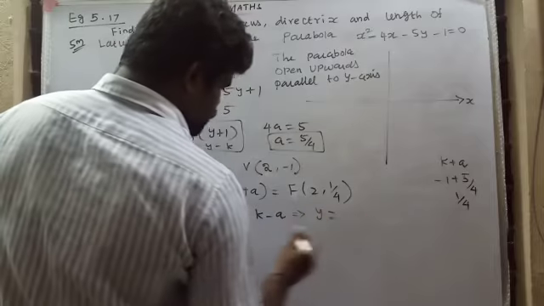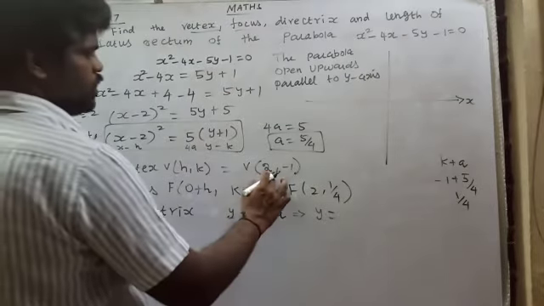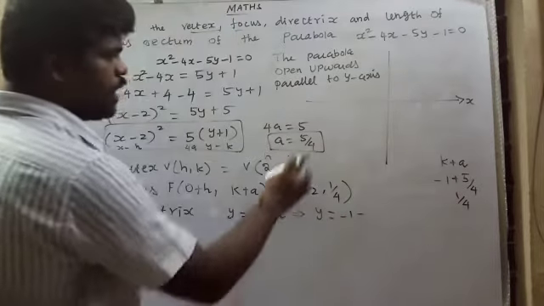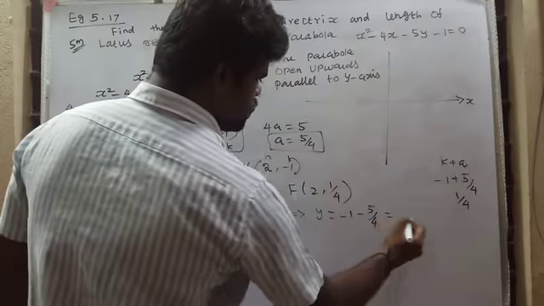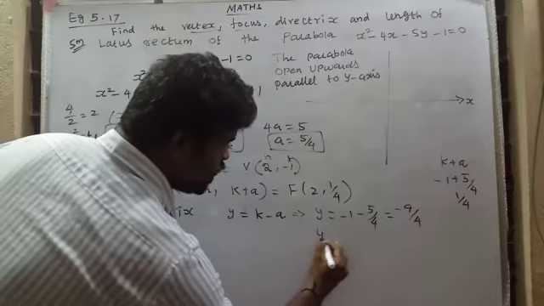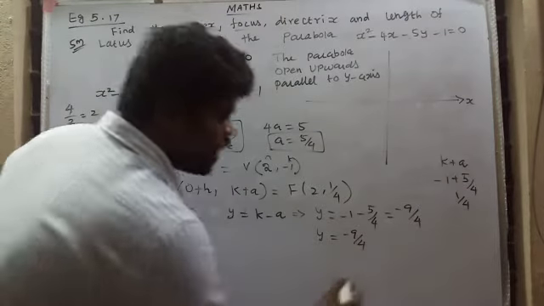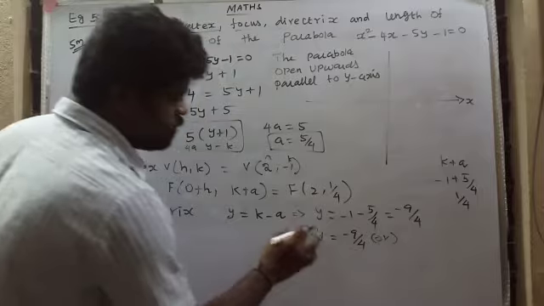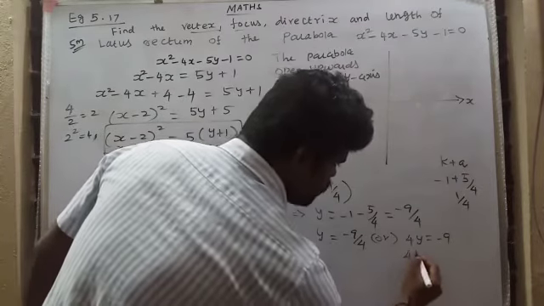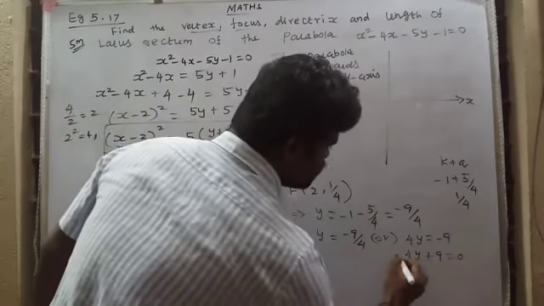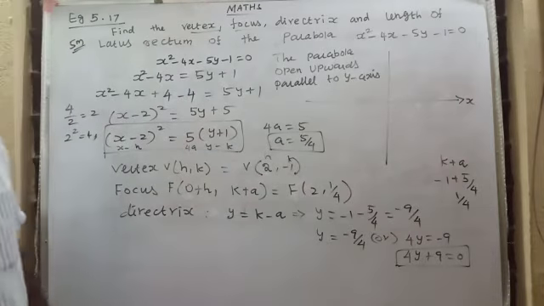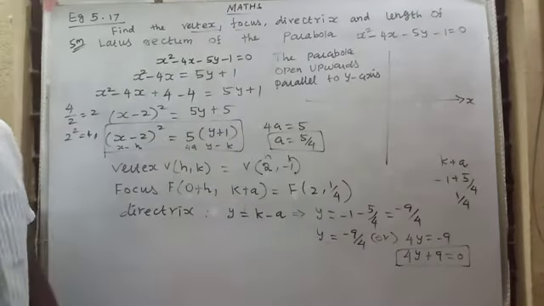Now y equal to the k value, which is here h comma k. The k value is -1 and minus the a value 5/4, which is -4 minus 5 over 4, that is -9/4. Therefore y equal to -9/4, or cross multiplying by 4, 4y equal to -9. Therefore the equation must be 4y plus 9 equal to 0. This directrix value is wrong in our book, so refer to this one. This is the correct answer.